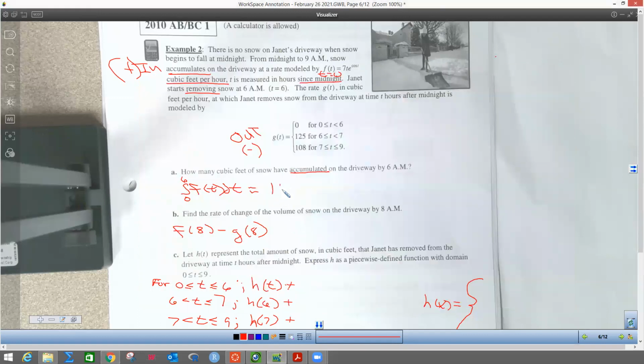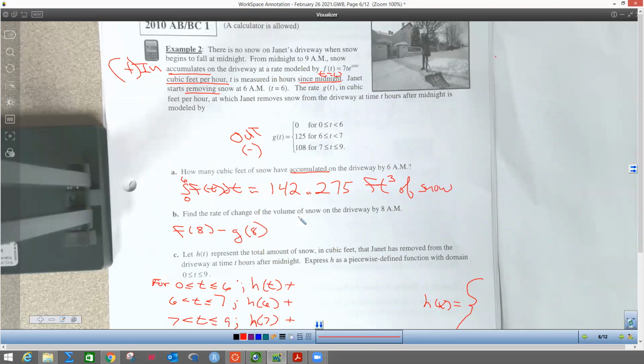We have approximately 142.275 cubic feet of snow has fallen on the entire driveway. That's a lot of snow.